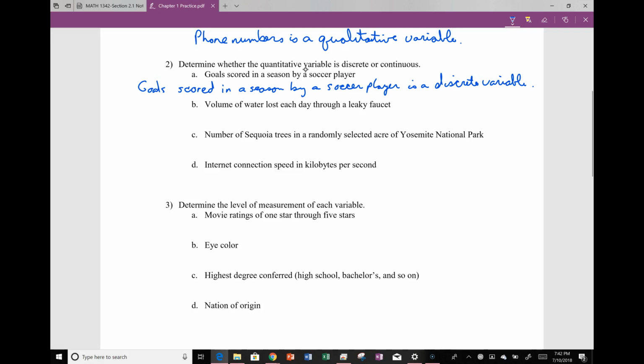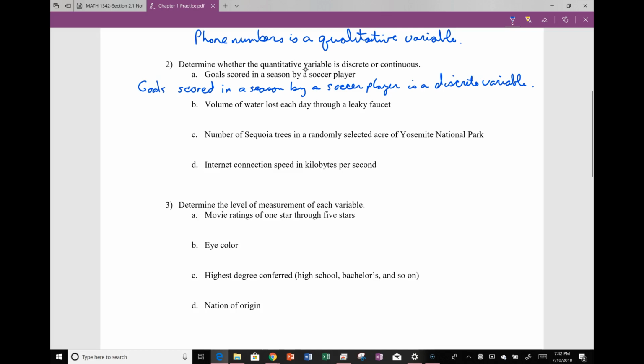Okay, volume of water lost each day through a leaky faucet. It's a number. It's how much water we lose. But the question here is, if I lose 3 ounces, somebody else loses 4 ounces, could a third person lose 3.5 ounces? Could another person lose 3.298 ounces?